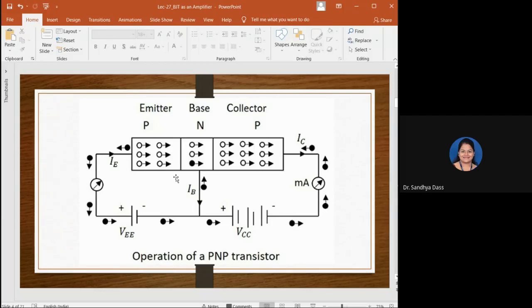So one point has to be clearly understood here. In the transistor, there are always two junctions, right? This junction is called the emitter base junction, and this junction is called the base collector junction or collector base junction. All right. So the emitter base junction should always be forward biased, and the base collector junction should always be reverse biased. All right. So when you do that, you are making the device conduct, or there will be a flow of current. Okay.